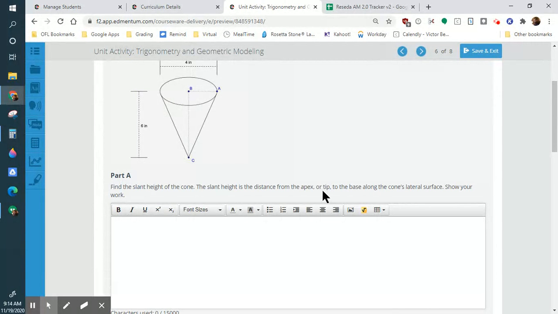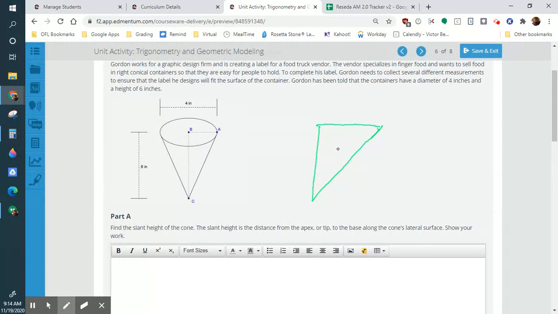What we're going to do here is think of a slant height. Find the slant height of the cone. So let's think about that. A slant height would be this AB. What it's basically telling us to do is think of this as a triangle. Instead of thinking of it in 3 dimensions, let's think of it in 2 dimensions.